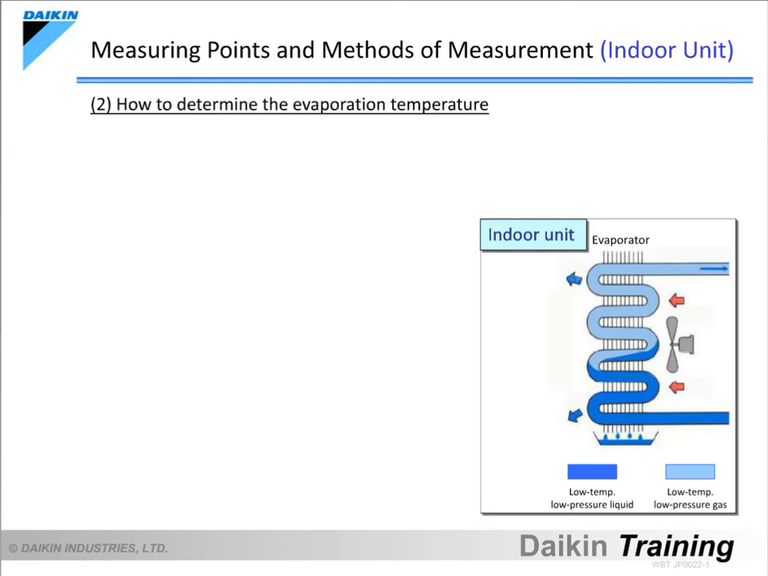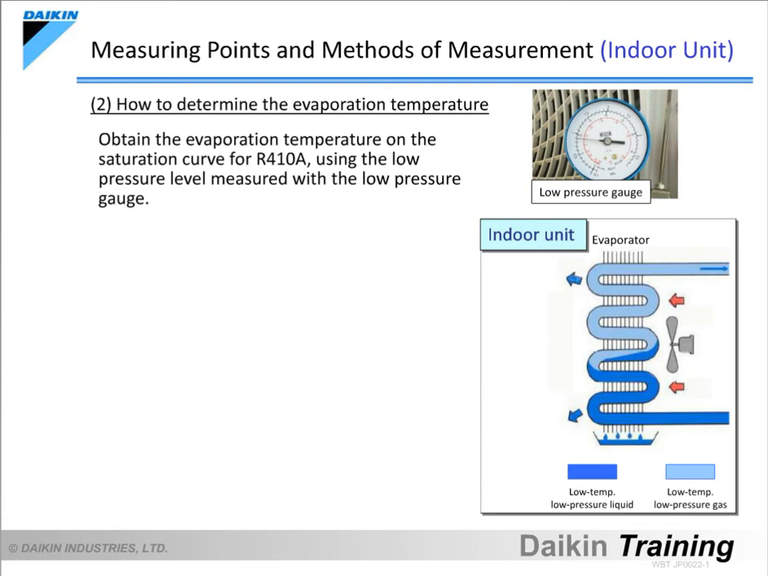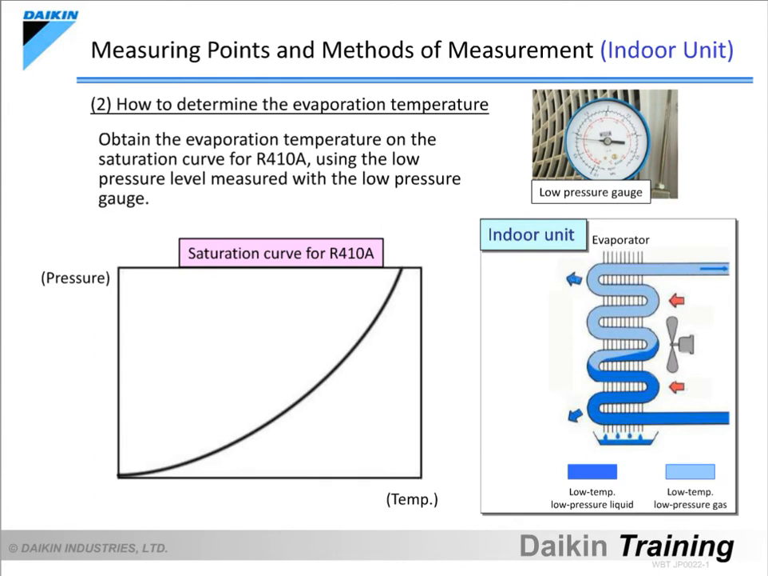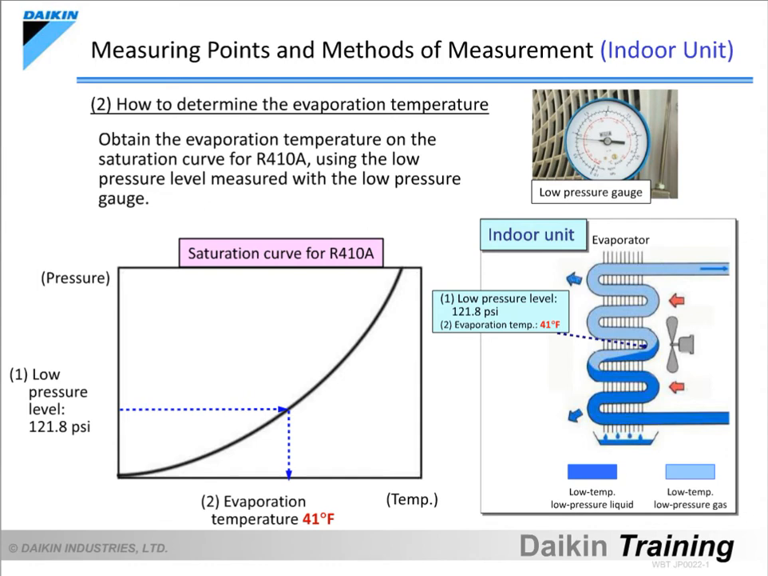Next, let's determine the evaporation temperature. Obtain the evaporation temperature on the saturation curve for R410A using the low pressure level measured with the low pressure gauge. The low pressure level is 121.8 pounds per square inch, so the evaporation temperature is 41 degrees Fahrenheit.